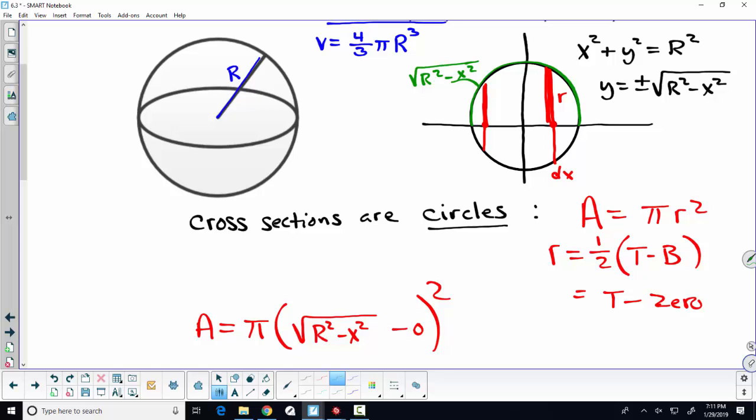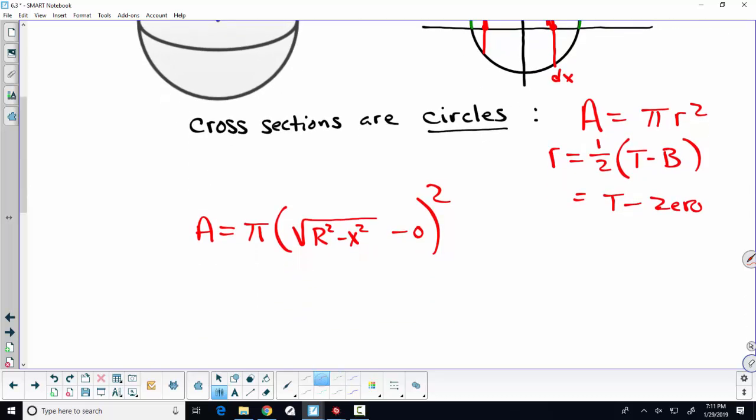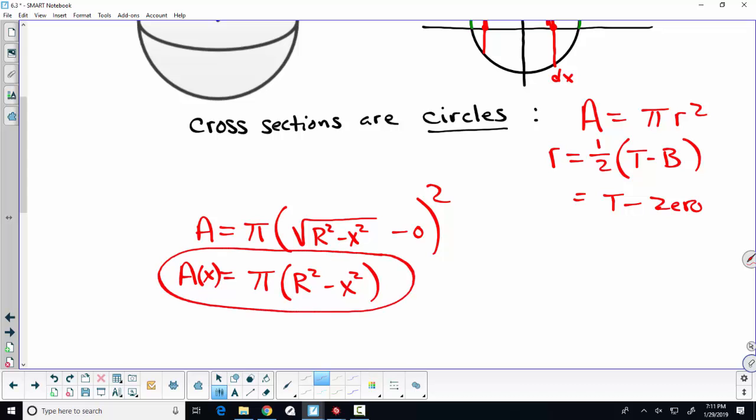Pi r squared. So this is now what we're using as our area function for x. Any questions at all? And in these problems, by far the hardest thing to do is set up the area of the cross sections. Everybody good?